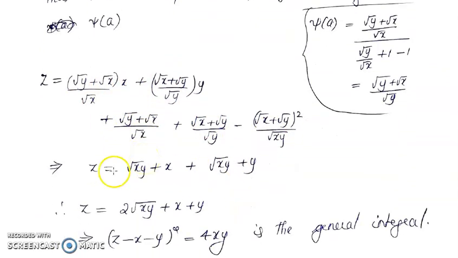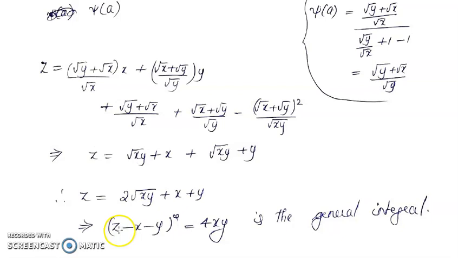On simplifying, you will get z = √(xy) + x + √(xy) + y. So that is z = 2√(xy) + x + y. So you can remove the square root here, the square. That gives (z - x - y)² = 4xy. So this is the general integral.